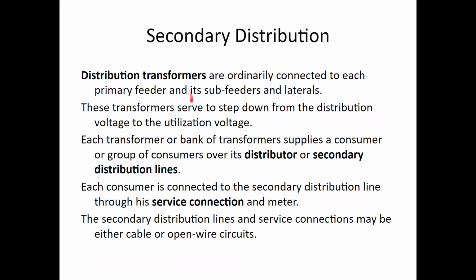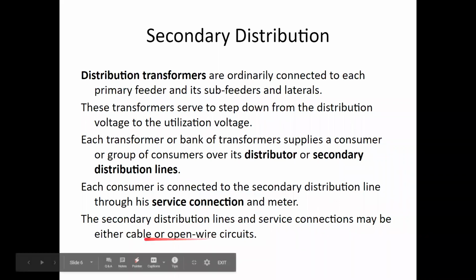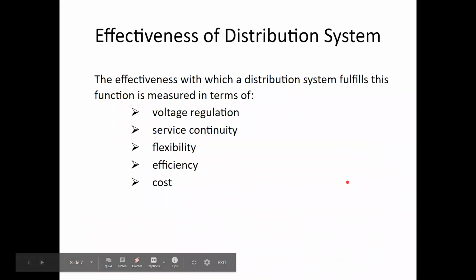They will step down to the utilization voltage which is coming to our house, and that line which is coming near our house is called the secondary distribution line, and the connection for each consumer is called a service connection. Each service connection will be connected to your house through a meter for measuring the amount of power you consume. Here also, secondary distribution may be a cable or overhead through the poles.